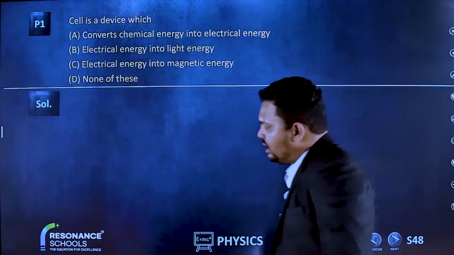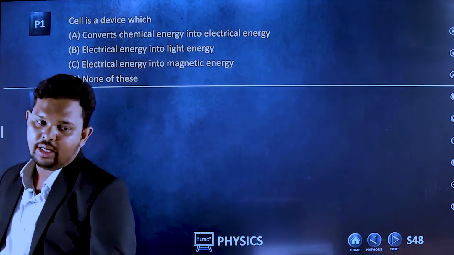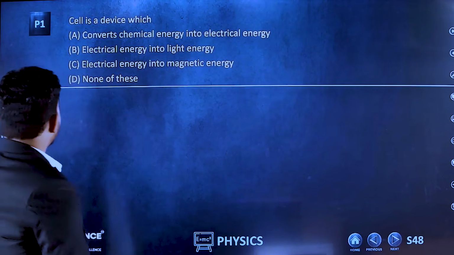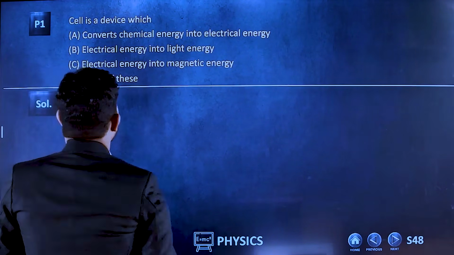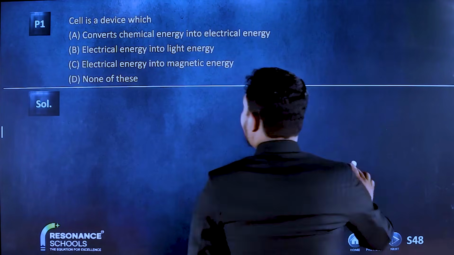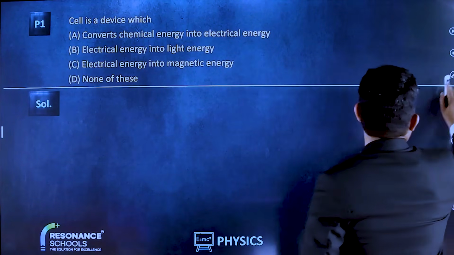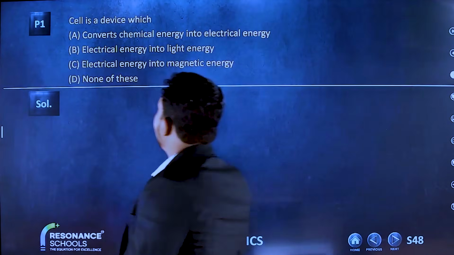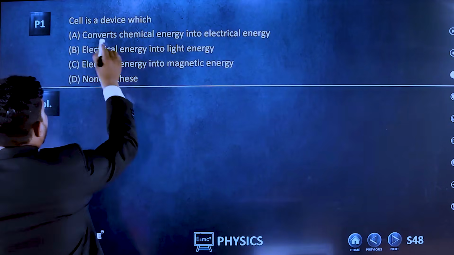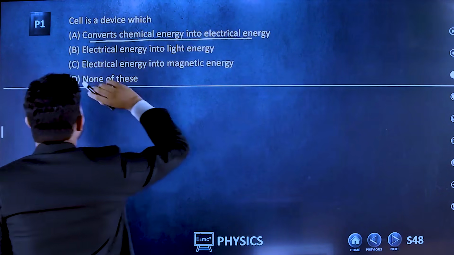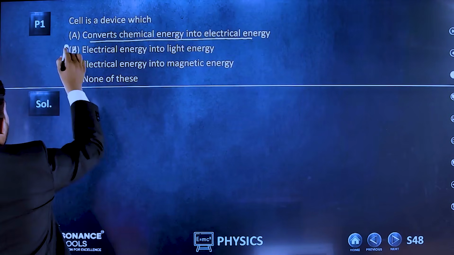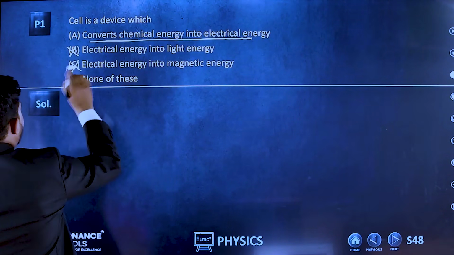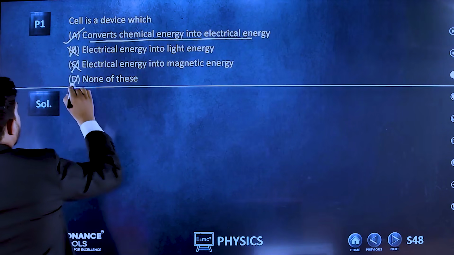Now, here is the first question of the day. The majority of students can answer this. Let's start with this case. Cell is a device which converts what? Cell is a device which converts, hold on please. Right. Cell is a device which converts chemical energy into electrical energy, into light energy, no. Electrical energy into magnetic energy, no. Yes, of course, the first option is the correct answer.